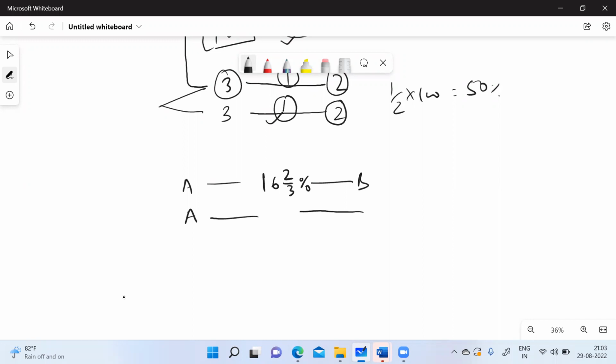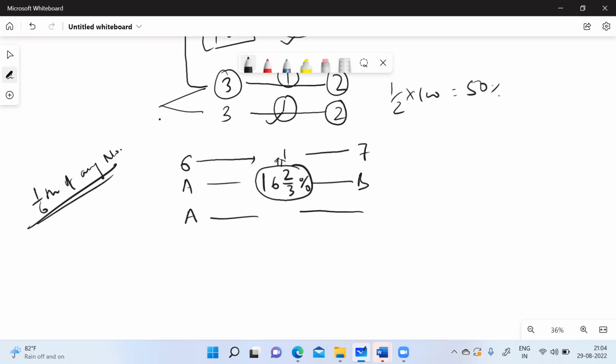सर, 1 अज्यूम कर लेंगे और फिर 16 2 by 3 को फ्रैक्शन के फॉर्म में लिख के. नहीं, बेटर नहीं है कि हम A को 6 अज्यूम कर लें? बिकॉज 16 2 by 3% क्या होता है बताओ? 1 by 6. 1 by 6 of any number. तो अगर हम 6 अज्यूम कर लेते हैं तो ये परसेंटेज की वैल्यू हो जाएगी 1. तो 6 में 1 बढ़ाना है और 7 आ गया, तो the value of B will be 7.